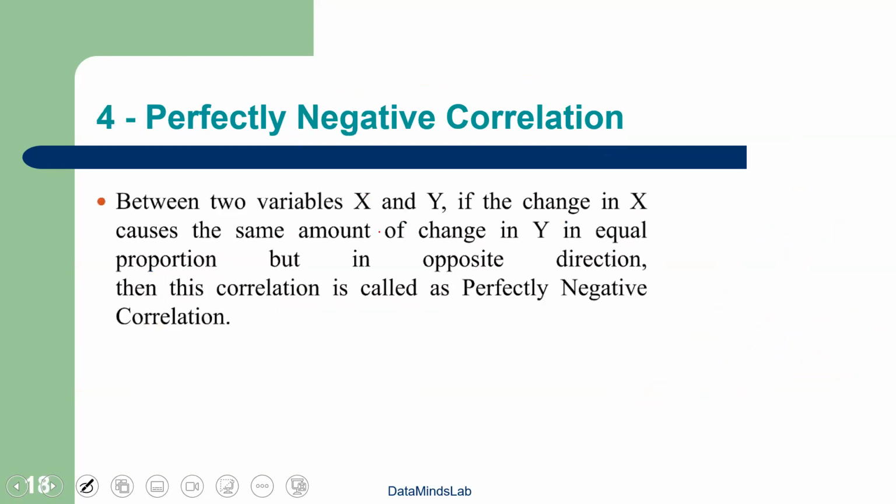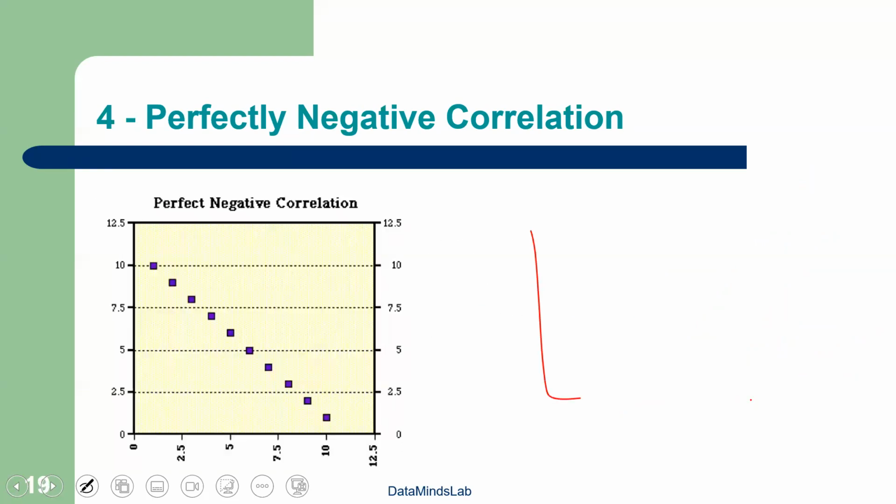Similarly, for the negative correlation between two variables, if you change one in one direction, the other variable will have the negative effect, but with equal proportion. That's what we are saying. Equal proportion. So a good example would be something again perfect.